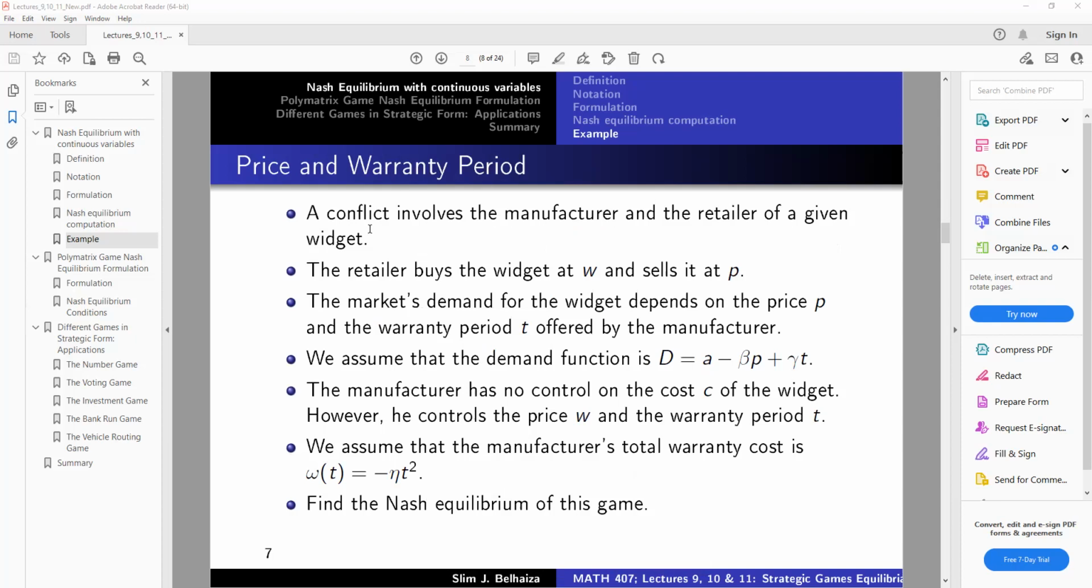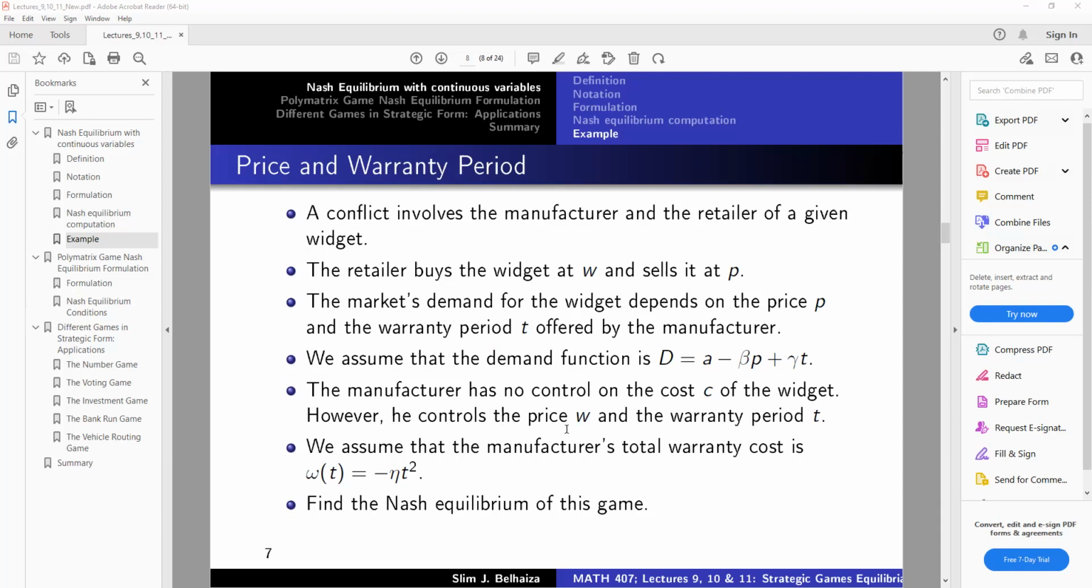So we said earlier in class that a conflict involves the manufacturer and the retailer of a given widget. And the retailer buys the widget at a given price, which is w, and sells it at another price, which is p. So the retailer here controls only p, while the market's demand for the widget depends on the price p and the warranty period t offered by the manufacturer. And we'll assume here that the demand function is capital D, which is a minus beta p minus gamma t. So the manufacturer, in fact, has no control on the unit production cost c for the widget.